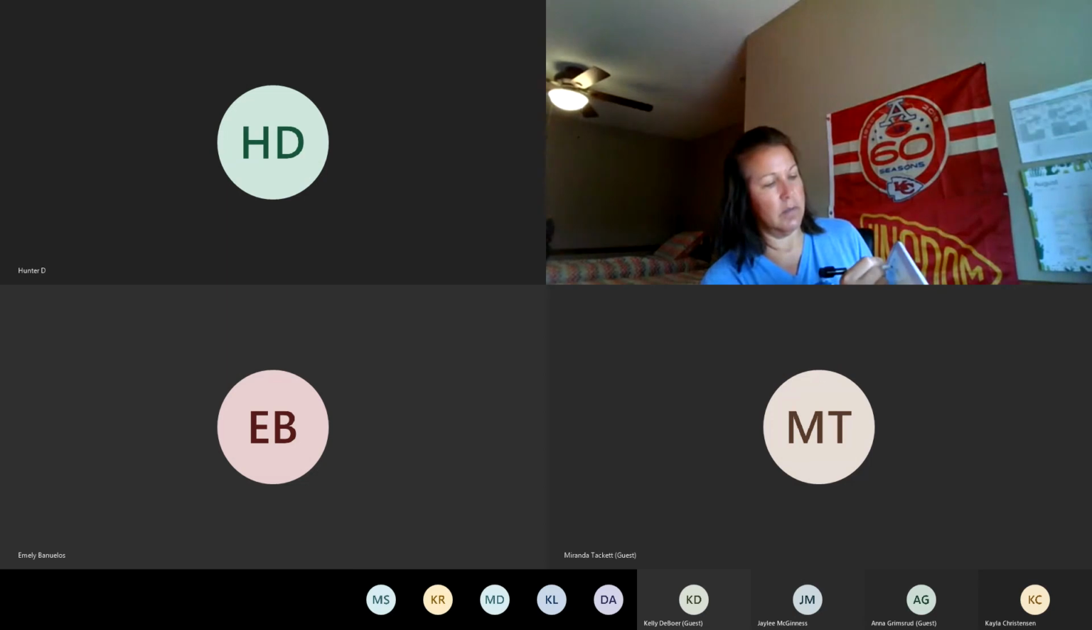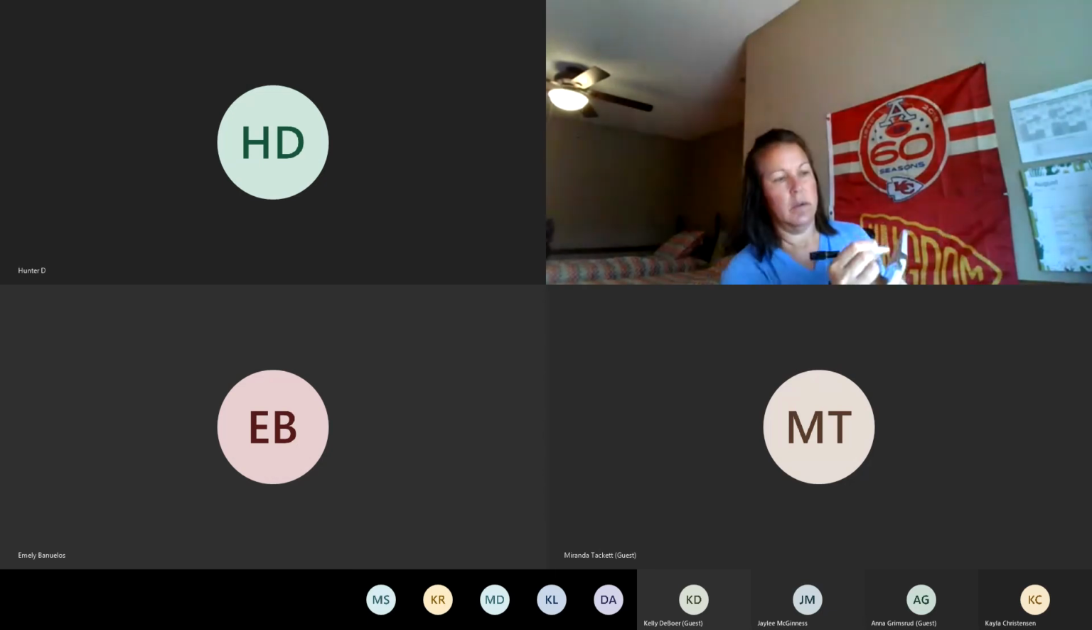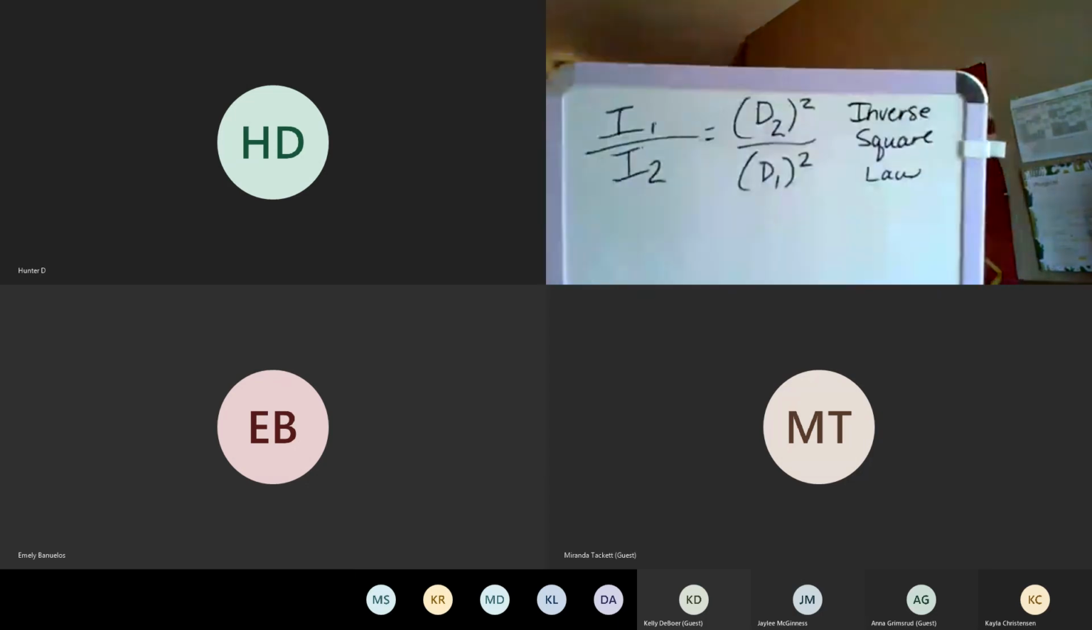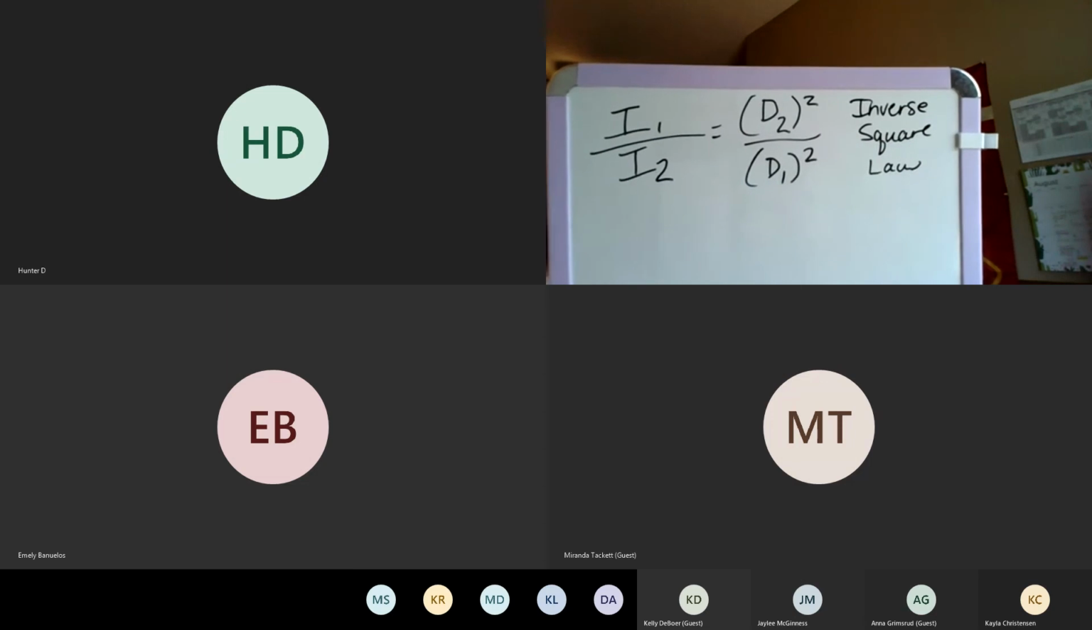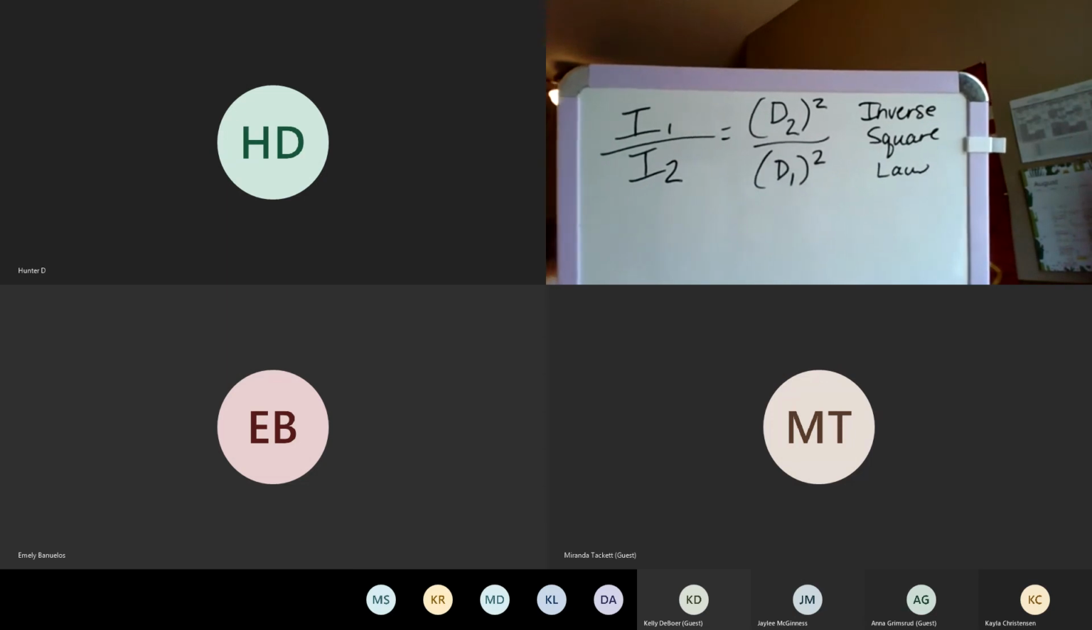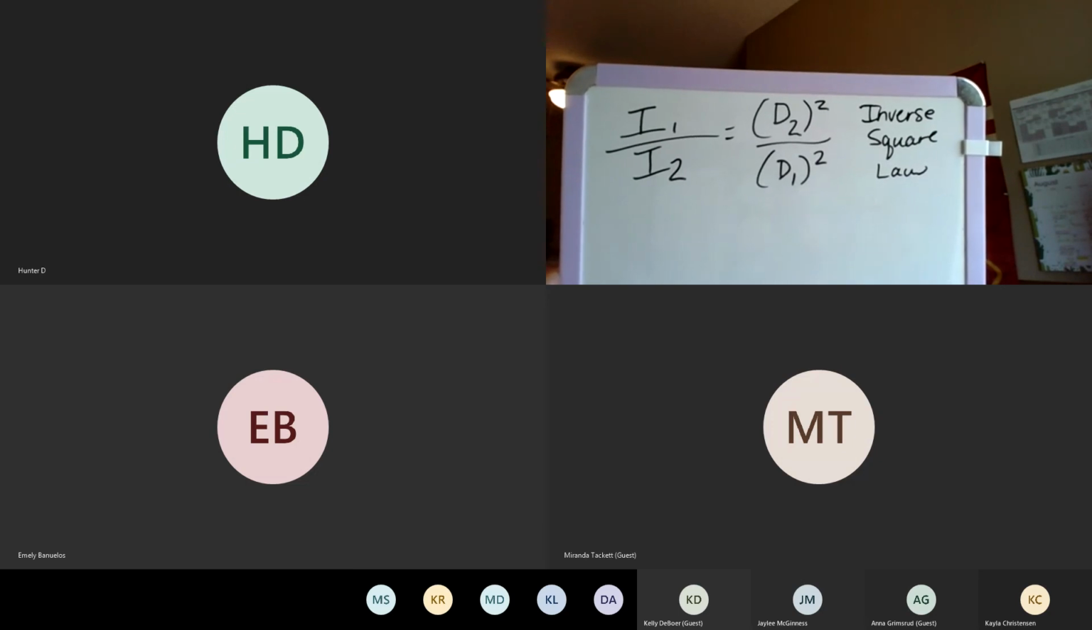I'm going to attempt to show you this. Intensity 1 over intensity 2 equals distance 2 squared over distance 1 squared. Now this is the inverse square law. If you look at this formula, it's inverse. On the intensity side, the first intensity is on top and the second intensity is on bottom. With distance, I put the second distance on top and the first distance on the bottom, and that is very important.